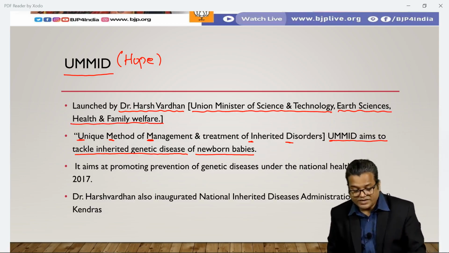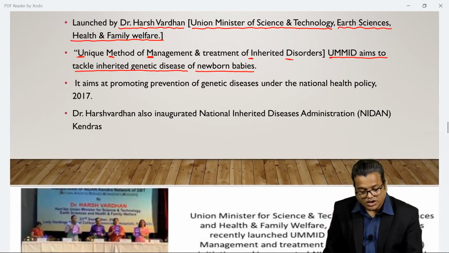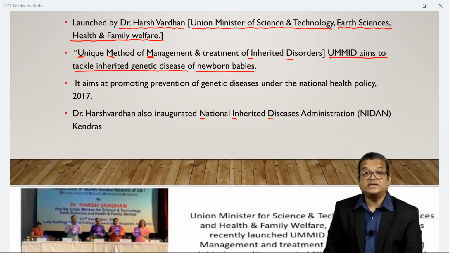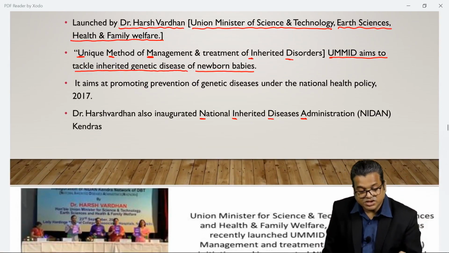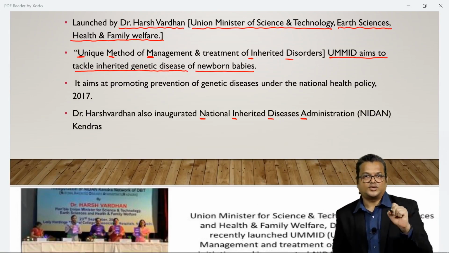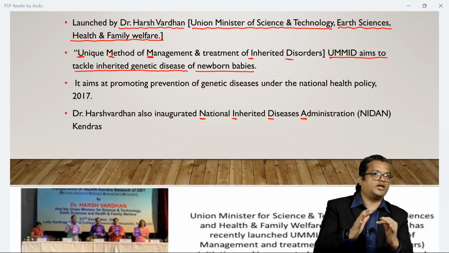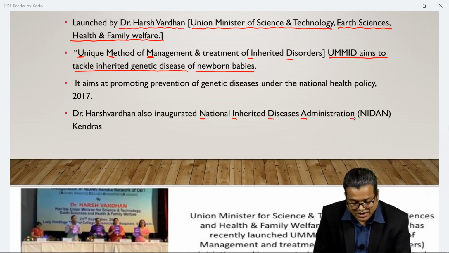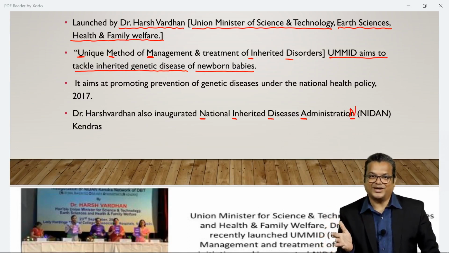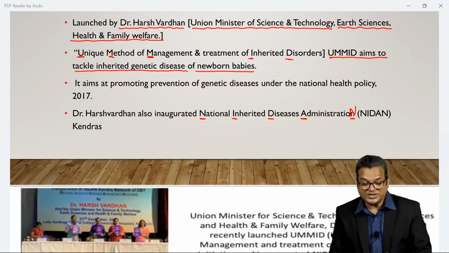Along with that, he has also inaugurated, as you can see, National Inherited Disease Administration Kendras. Now you are going to ask me, sir, how is this Nidan? There should be a K. No, see, for having a good name for the scheme, the N over here is to be taken into account. So that's how it becomes Nidan. Got it? Okay, so let's see the news article related to this.